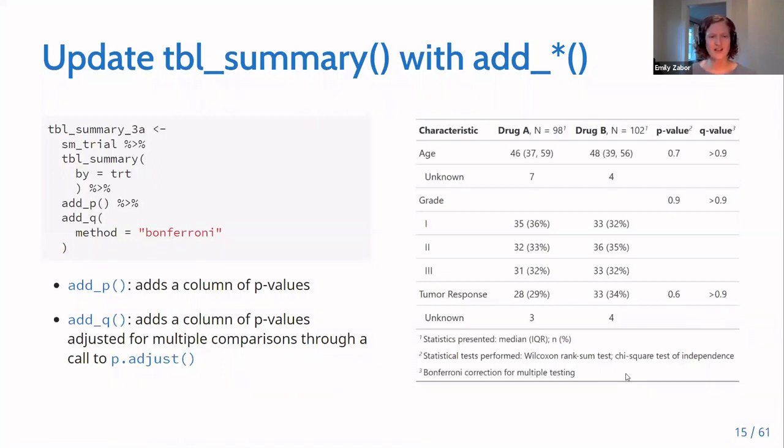And then I've also added a column of q values, which are p-values that were adjusted for multiple comparisons, with just a call to the p.adjust function. And the default is false discovery rate adjustment, but I've specified here to use Bonferroni. And you can see also an additional footnote's been added saying that that's a Bonferroni correction, which you would never want to do in this specific table. But for example, if you had a bunch of gene mutations that were by another variable, you might want to add a column of adjusted p-values to a table like that.